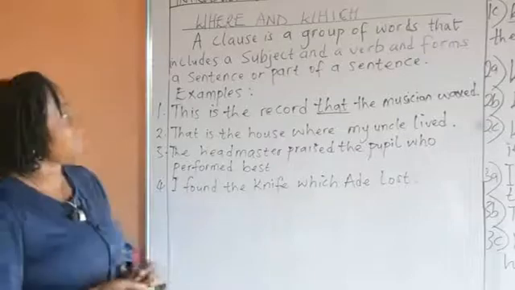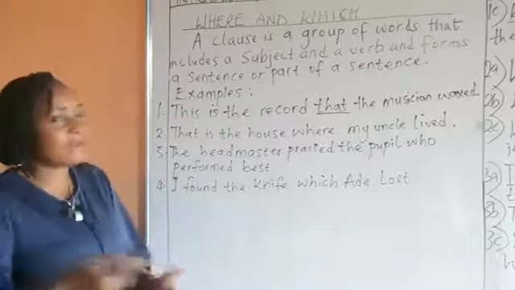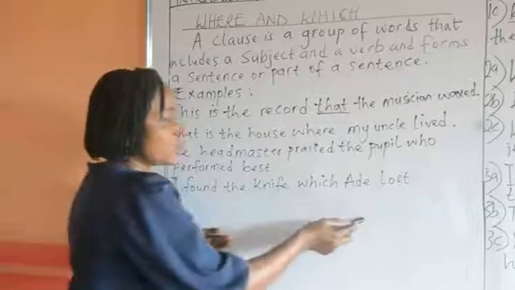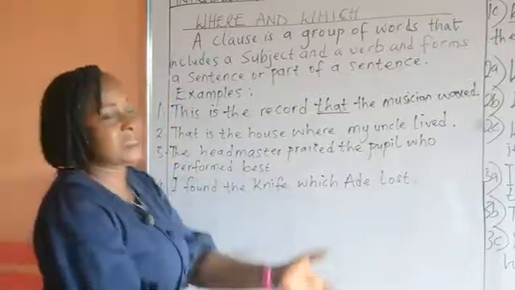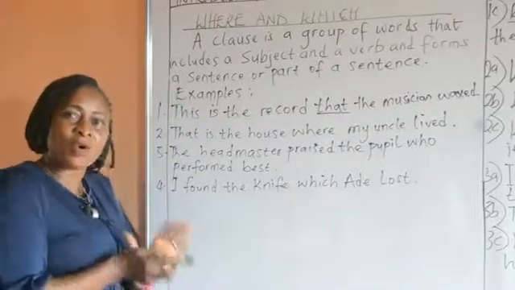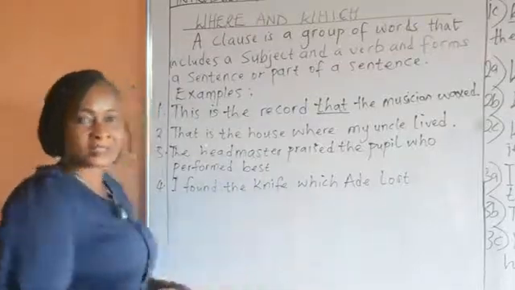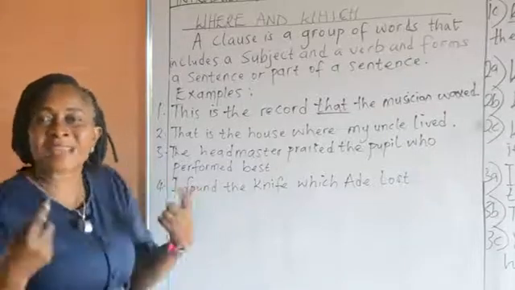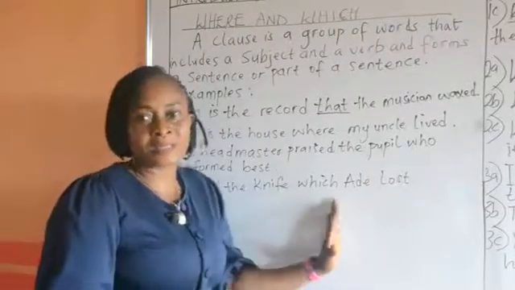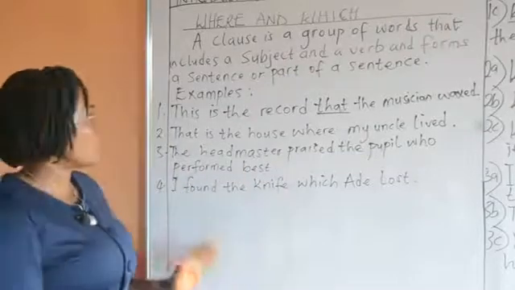Do you understand? I said a clause is a group of words that includes a subject and a verb, and it forms a sentence. Either it forms a complete sentence or it is a part of a sentence. That means it has to complete another sentence. Either it completes a sentence on its own or it is added to make a sentence complete in order for a sentence to make sense. So a clause is made up of subject and the predicate. The predicate part has the verb, and the verb is the action or the doing word.